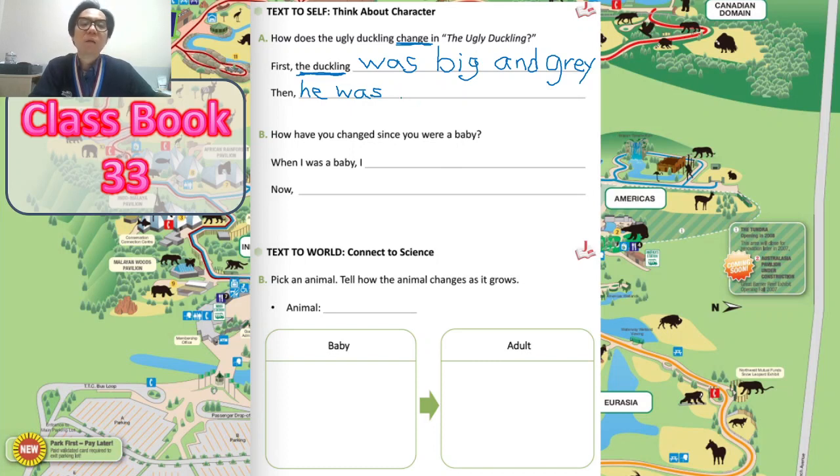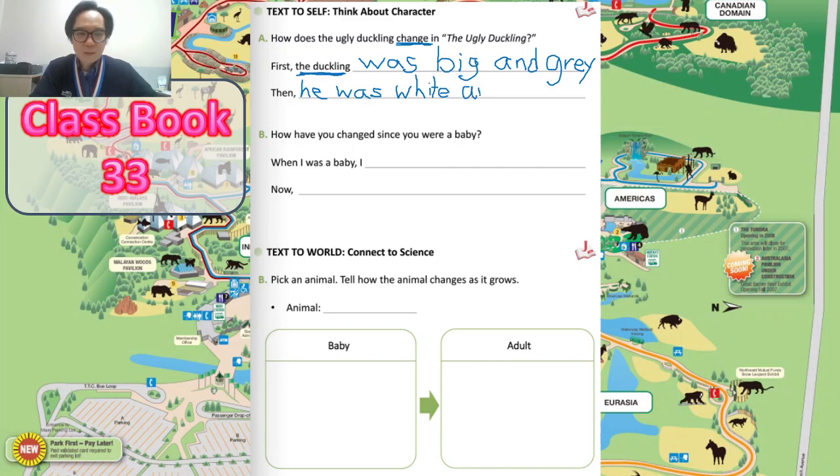Aha, he was white. Whoa, whoa, whoa, white. And the special thing about white is it does have a W, but beside that W is an H. W, H, I, T. We need a magic E to make it an I sound. White.